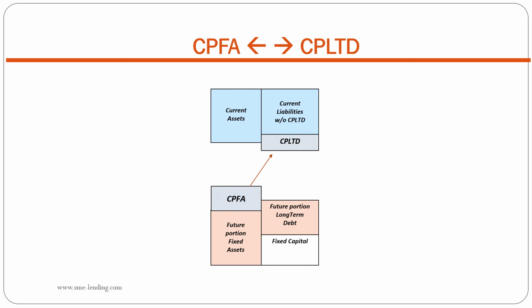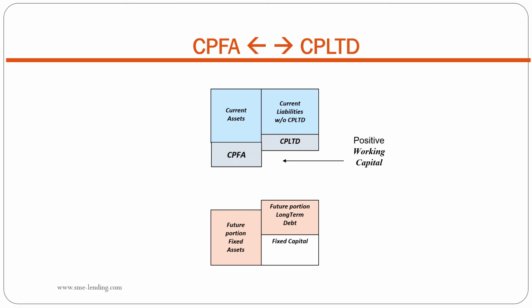Working capital as we calculate it today is routinely understated. And for companies that are heavily invested in fixed assets financed by long-term debt, like AT&T, Walmart, and Sam's truck, it may even appear negative. If CPLTD is included in the calculation, CPFA must also be included.